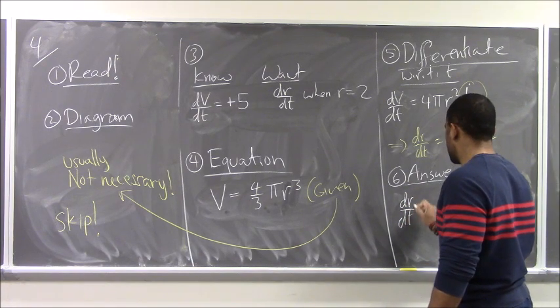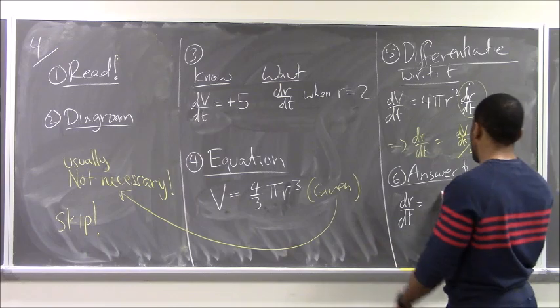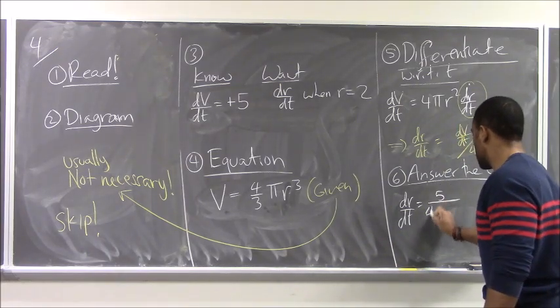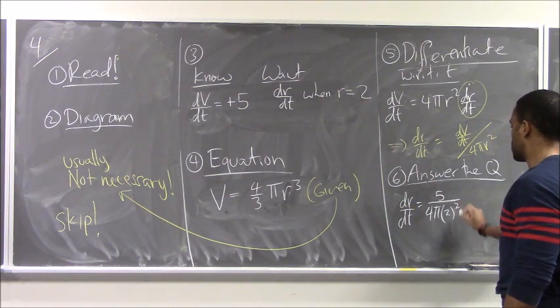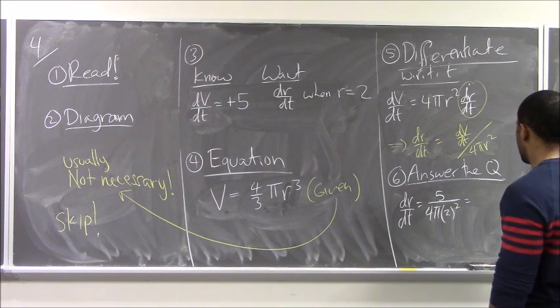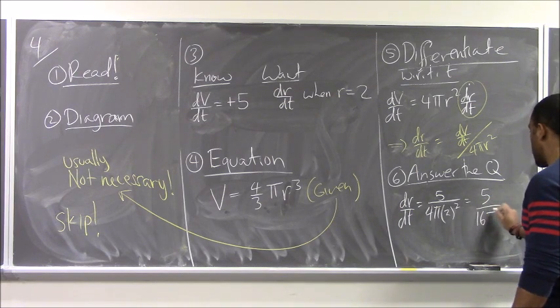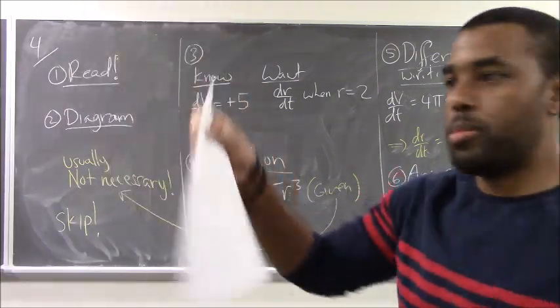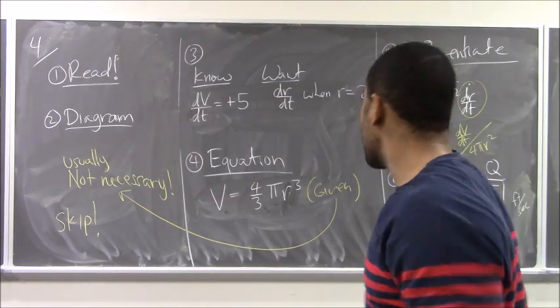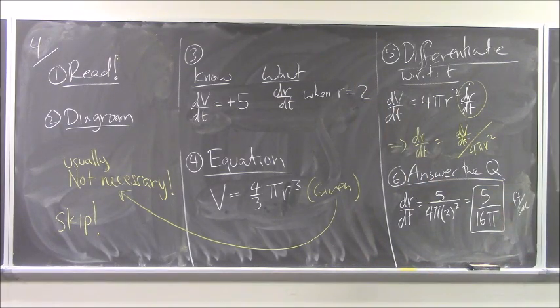dr/dt is going to be equal to dV/dt, we know is 5, over 4 pi r squared, r we know is 2, so that's 5/16 pi. Now, like I said, it's okay if you leave off the units, I don't care. But if you want to put them on, it would in this case be feet per second. Get out the paper to make sure. Yes, it's feet per second. So radius is a length, so it's feet per second.